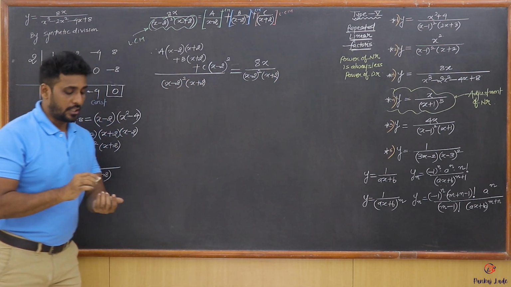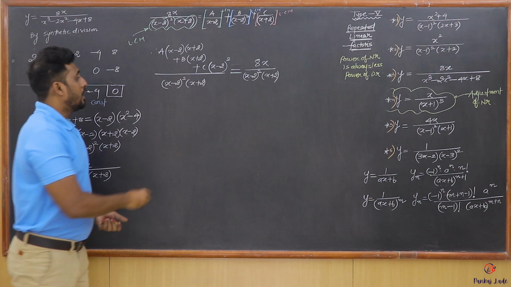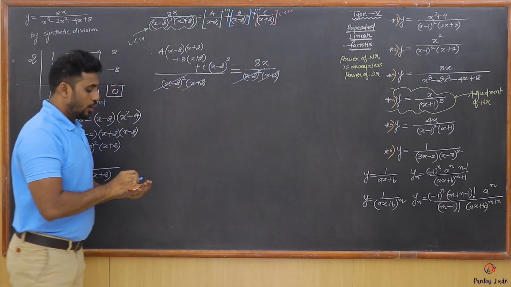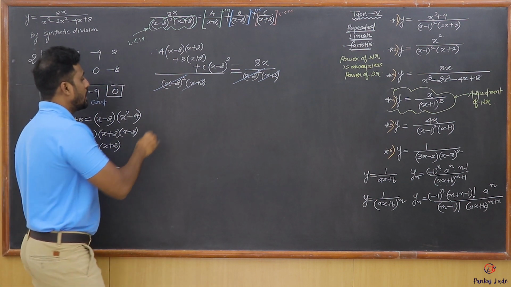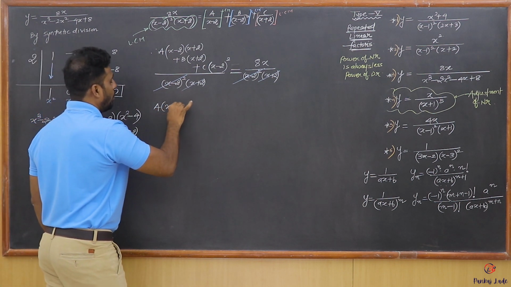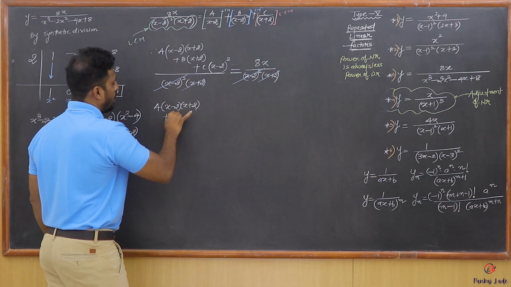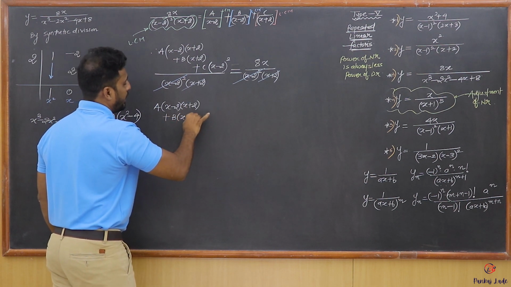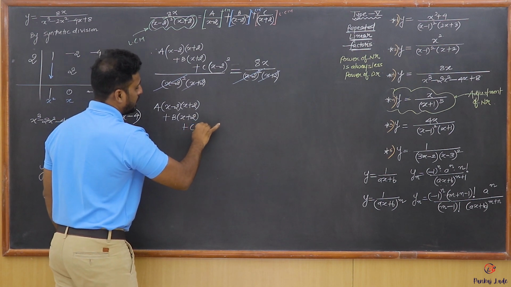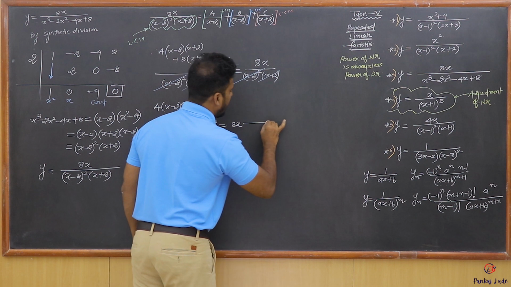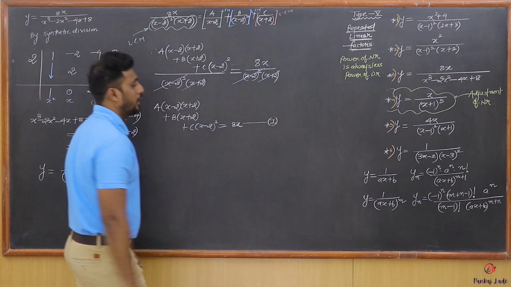So what cancels here from both the sides? You can see that (x minus 2) the whole square and (x plus 2). This term cancels. You will be left with your equation. So the equation is a into (x minus 2) into (x plus 2) plus b into (x plus 2) plus c into (x minus 2) square is equal to 8x. I'm going to call this as my first equation.